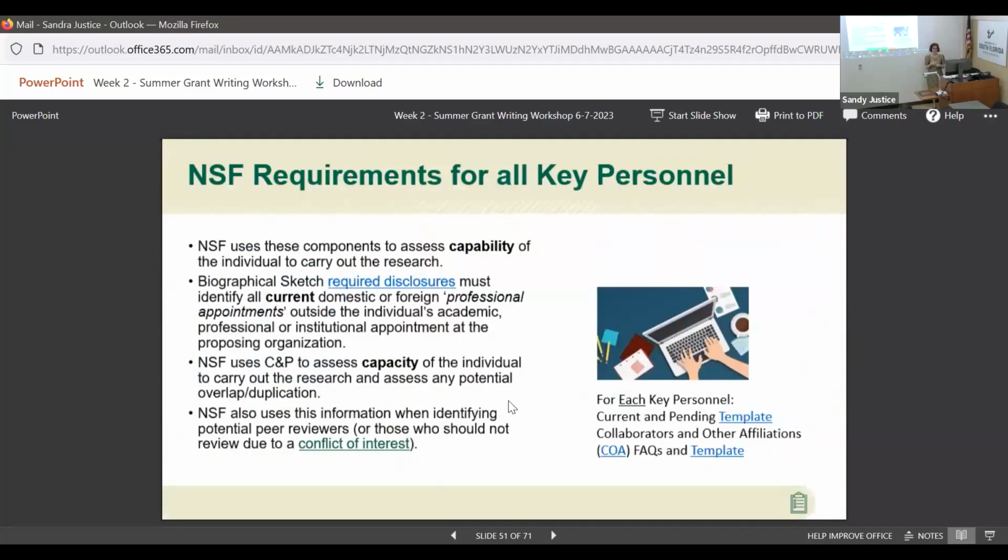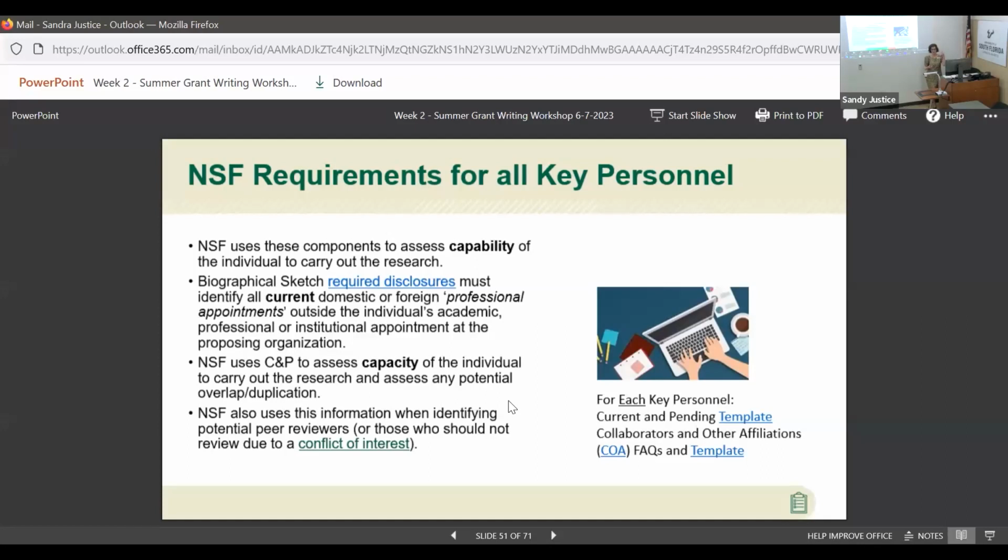They'll give you the requirements for your key personnel. So every person that is paid on your budget will have to do these things. They'll have to do your science CV. They'll have to have a current and pending document. They'll have to have collaborators and other affiliations. And they use these documents so that they can say, are there conflicts of interest? Can I invite these people onto the peer review panel because they have this expertise?